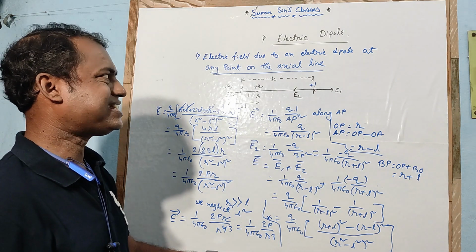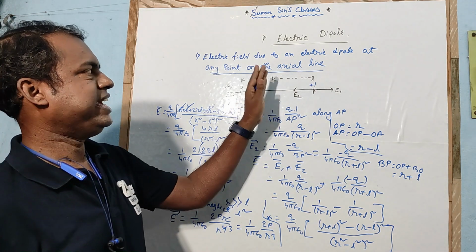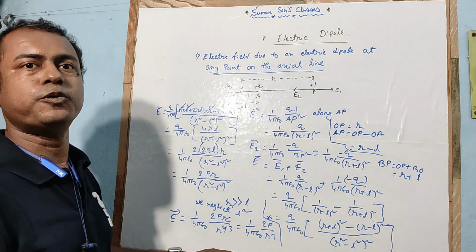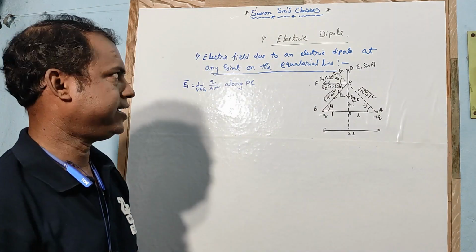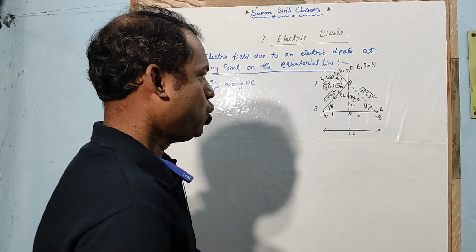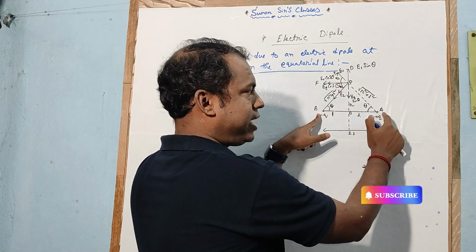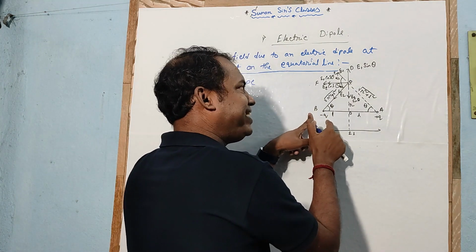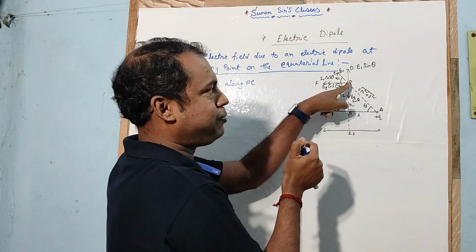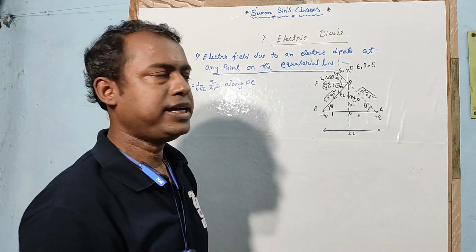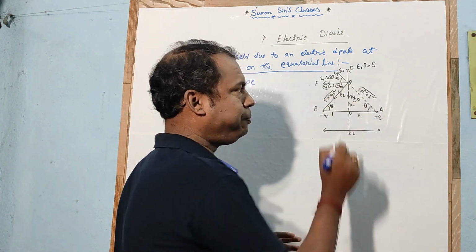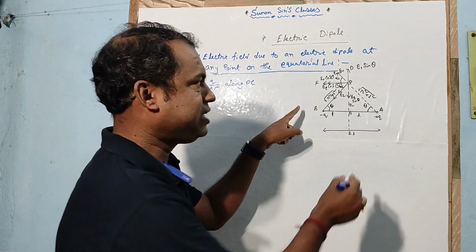Next we move to the next case, where we want to find the electric field at any point on the equatorial line. So we move to the second case: the electric field due to an electric dipole at any point on the equatorial line. Consider plus Q located at position A and minus Q located at position B. This is the equatorial line, perpendicular. At any point P on the equatorial line, we want to find the electric field due to the electric dipole.